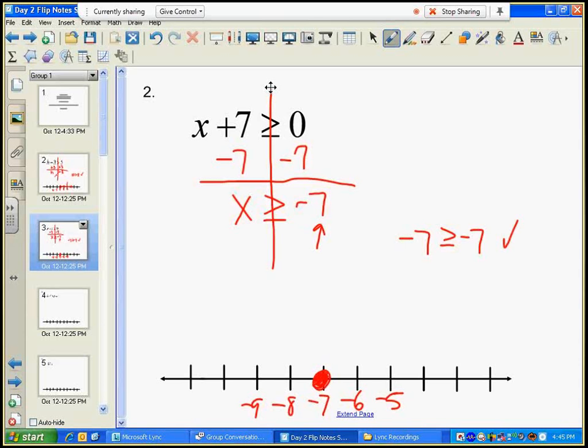And I'm looking for all the values of x that are greater than or equal to negative 7, all the values that are bigger than negative 7. And those are the ones to the right of my endpoint.